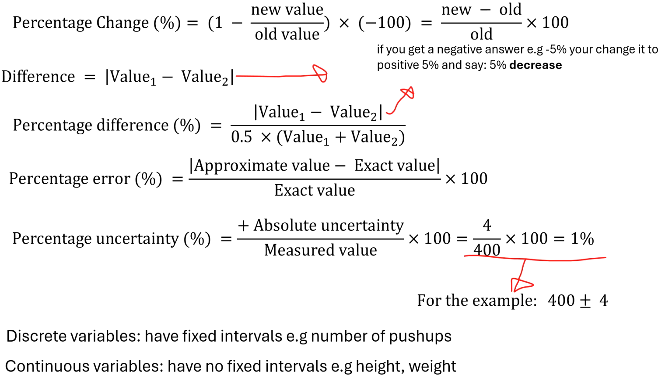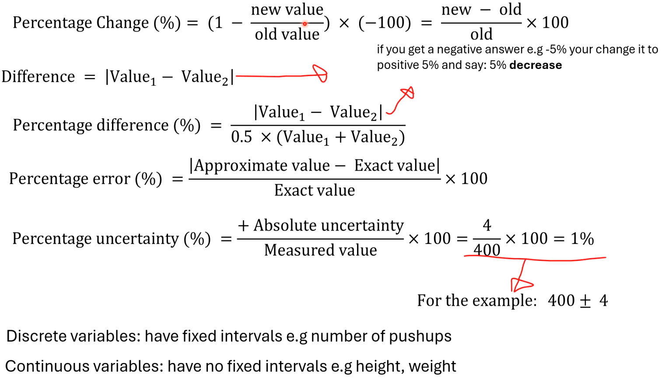Quick look at the formulas you need to remember. So percentage change is 1 minus the new value over the old value times minus 100. Difference between two values: these little bars mean that if you get a negative answer, for example minus 5, you change it to the positive. So the answer cannot be negative. It goes for percentage change as well, though this formula always gives the right answer.